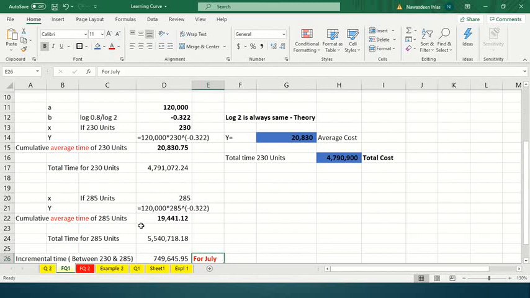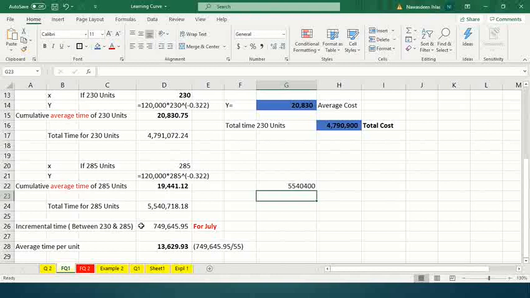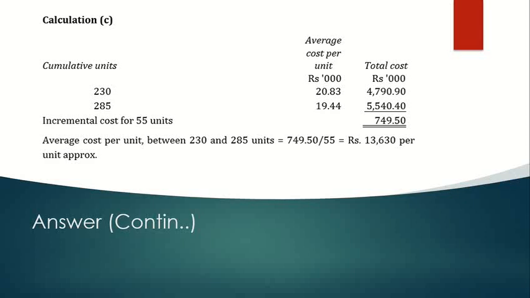So here you can see it. If our output level is 285, we have taken this figure as 19,440 approximately into 285. This will be our output. So our total cost will be 5,540,400. So here you can see the total cost. එතකොට 230ක් හදනවා නම් මේ යන මුළු පිරිවැය, 285ක් හදනවා නම් මේ යන මුළු පිරිවැය. So we can get the difference between these two. It is 749.5, which means this is the incremental cost for these additional 55 units. So here you can see incremental cost for additional 55 units is 749.5 in thousands, or in other words, it is 749,500 in rupees. Clear?